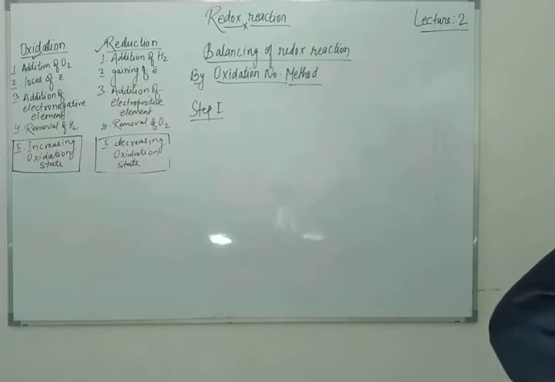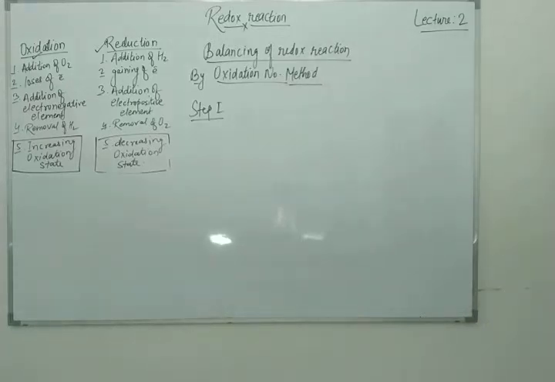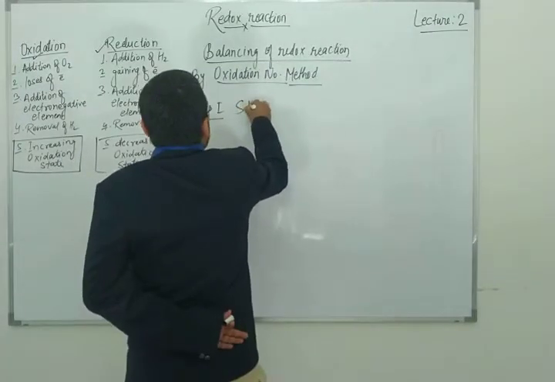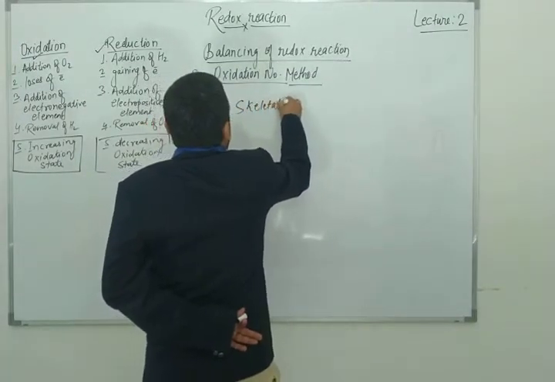Means what you have to do, you have to write potassium dichromate plus sodium sulfite. It will give you the chromate and sulfite ions. Skeletal ionic equation.